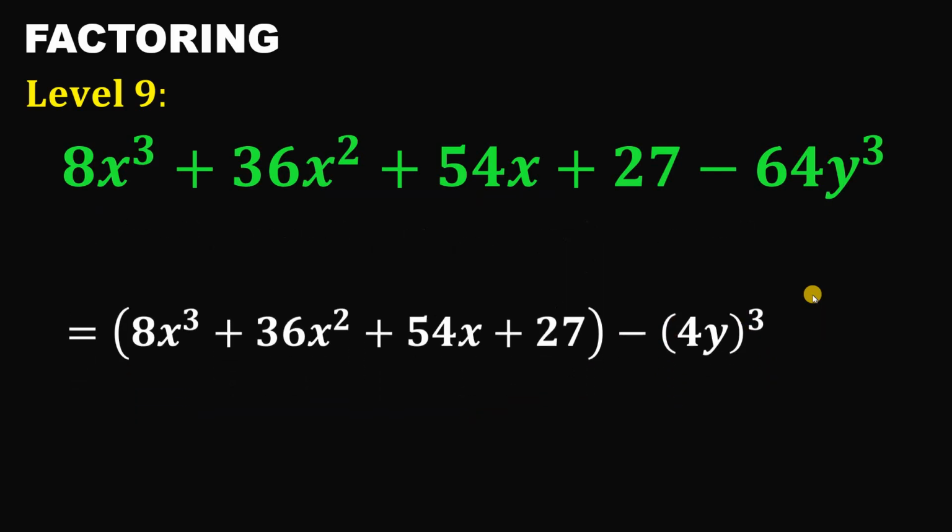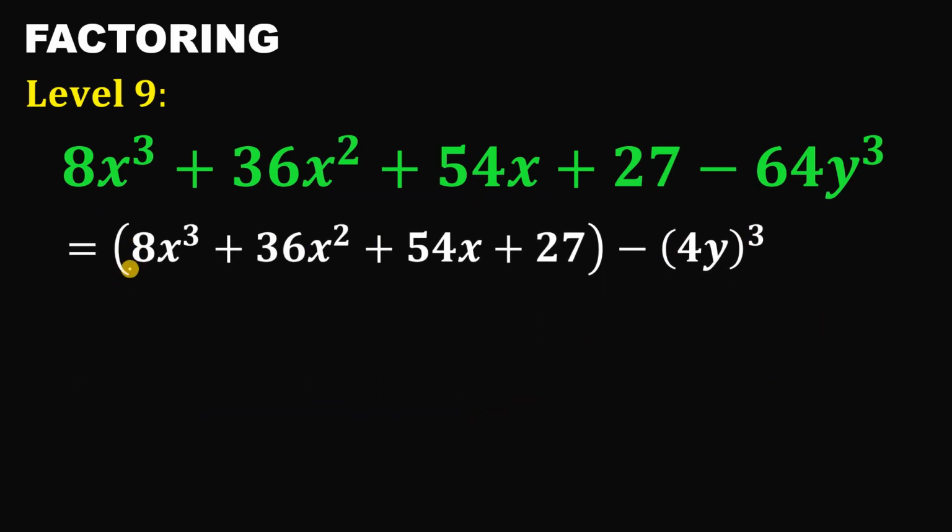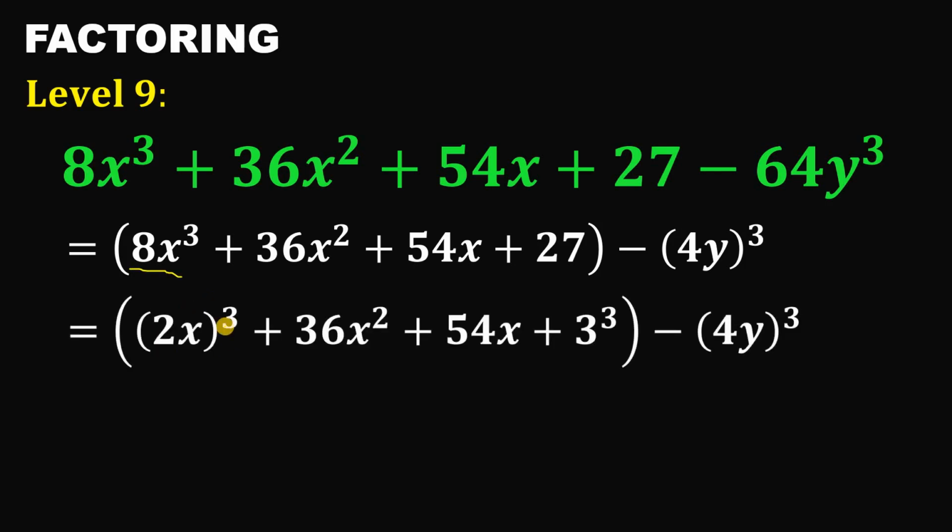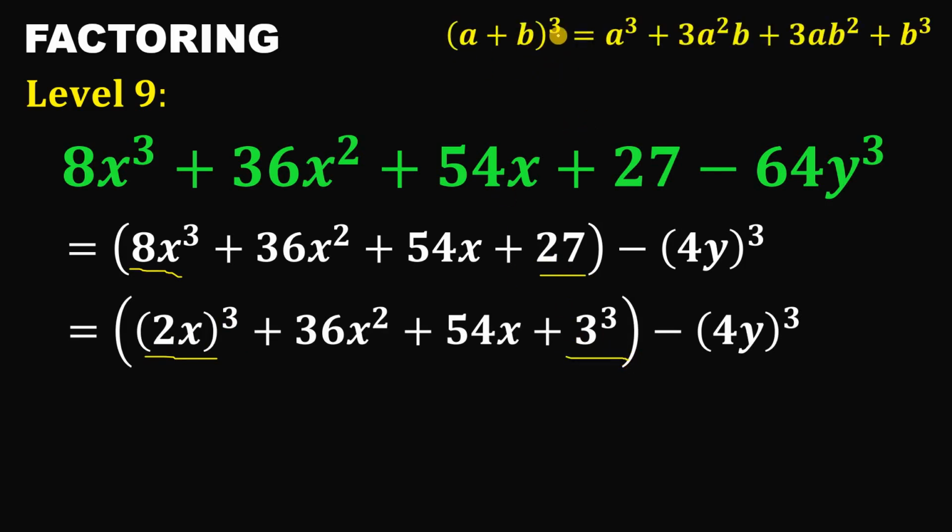Alright, so let's observe something. This 8x cubed, we can rewrite this as 2x raised to the power of 3. And this 27, we know this is 3 cubed. Now, this reminds me of the expansion of a plus b raised to the power of 3. Because if we expand this, we have a cubed plus 3a squared b plus 3ab squared plus b cubed. We have a cubed, or cube of the first term, and on the last, we have the cube on the last term.